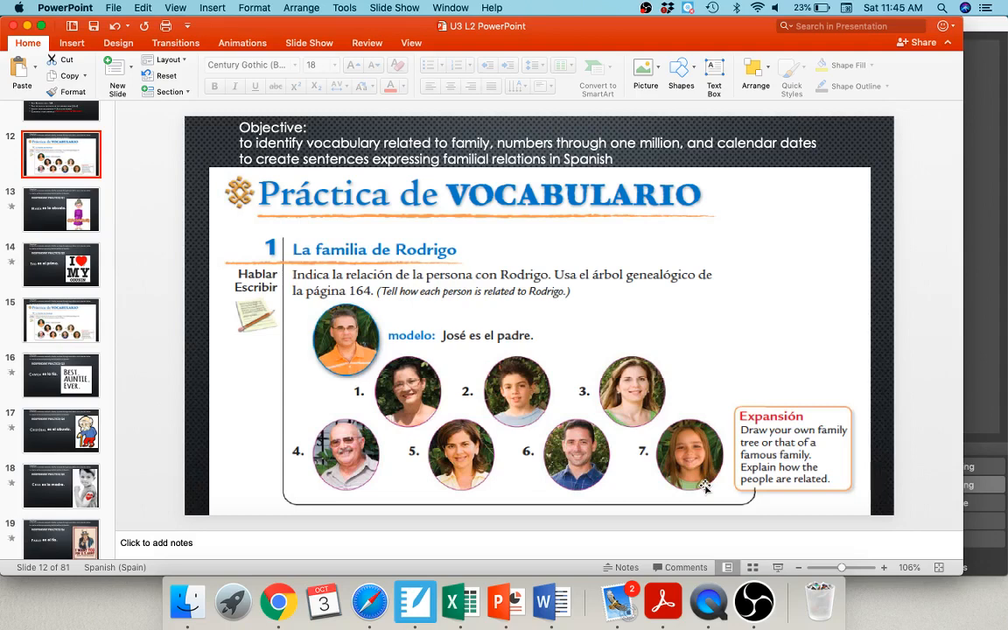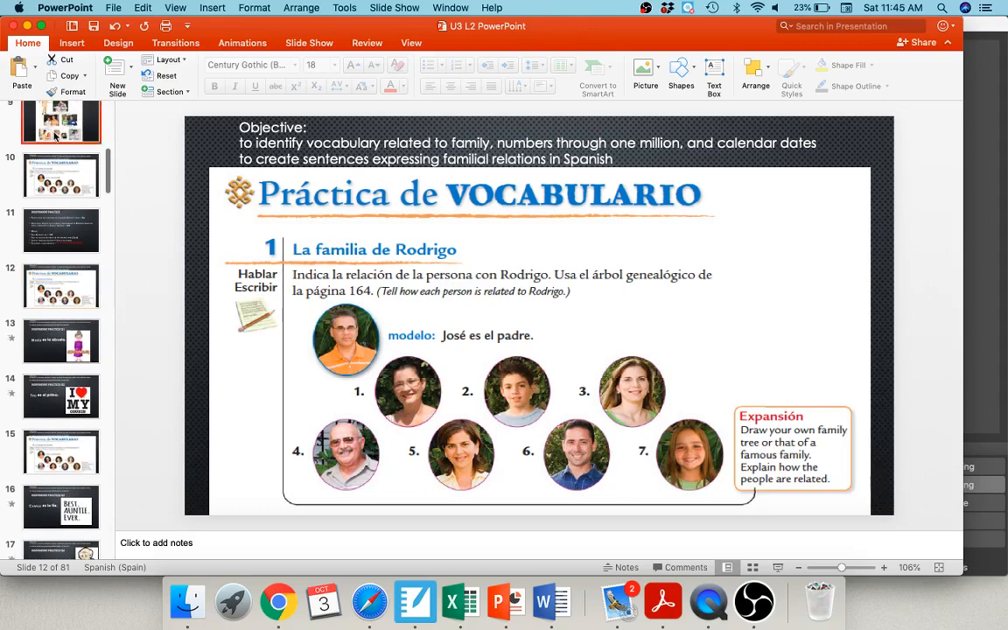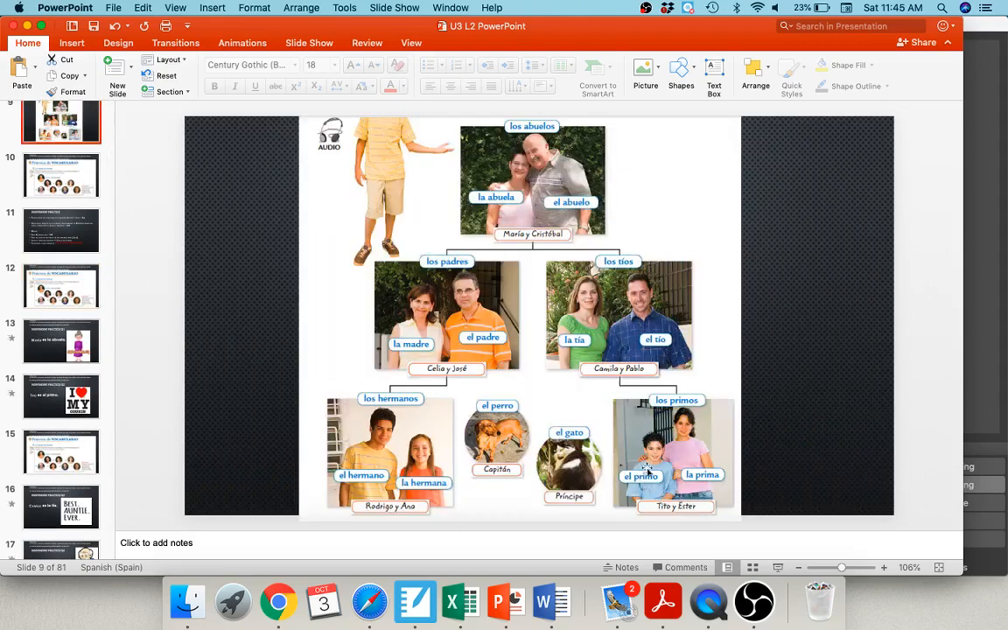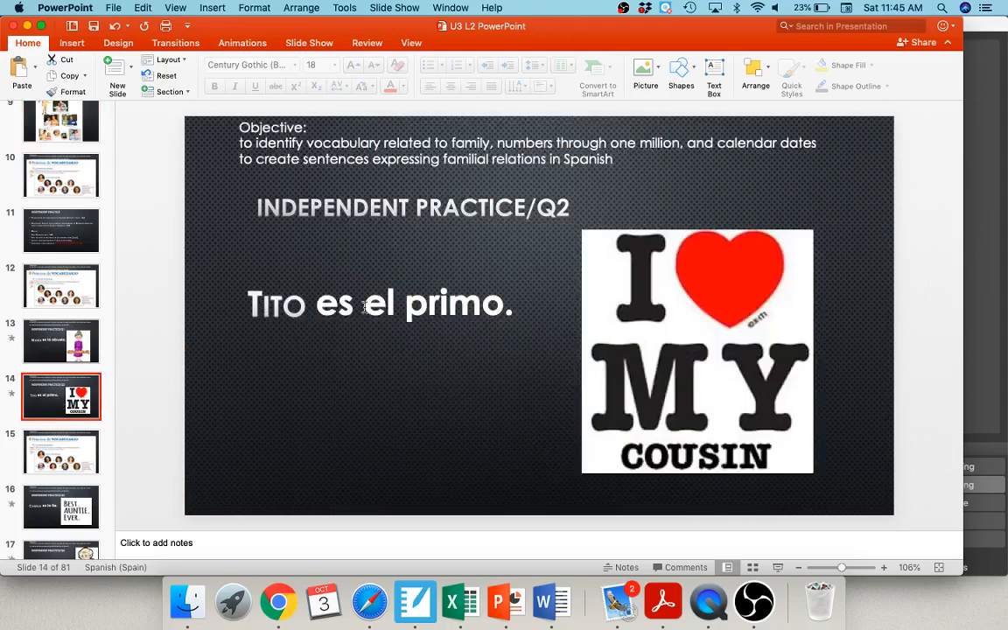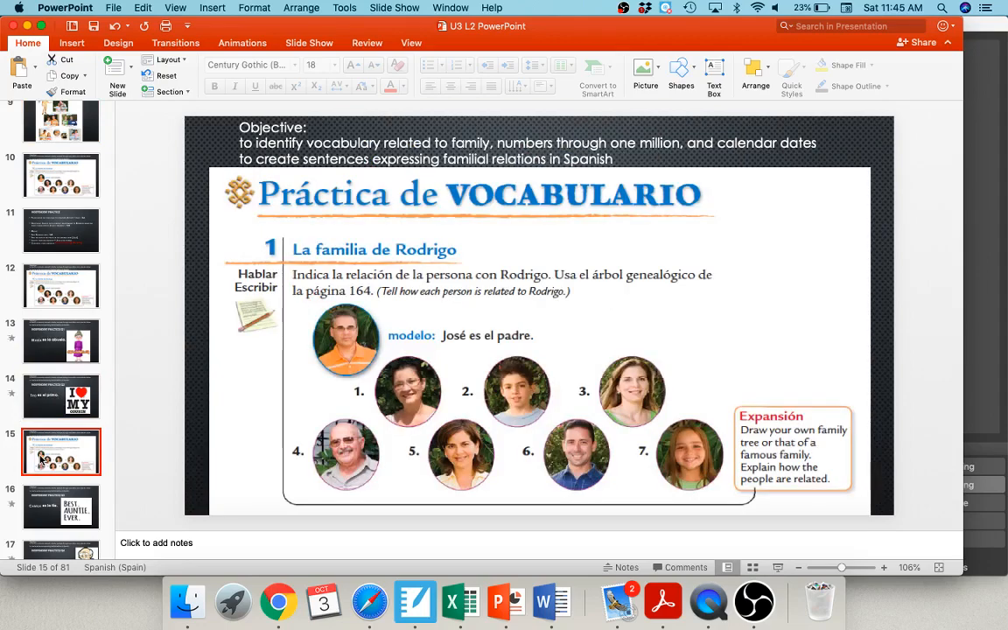Okay, now that you've had a second to take a look at these, let's look together. Number 2, we see this young guy. If we go back and look at our photo, we can find him. He is down here. His name is Tito, and he was el primo. He was the cousin of Rodrigo. So we're going to write a sentence that says Tito is the cousin. So we would say that Tito es el primo, the cousin.